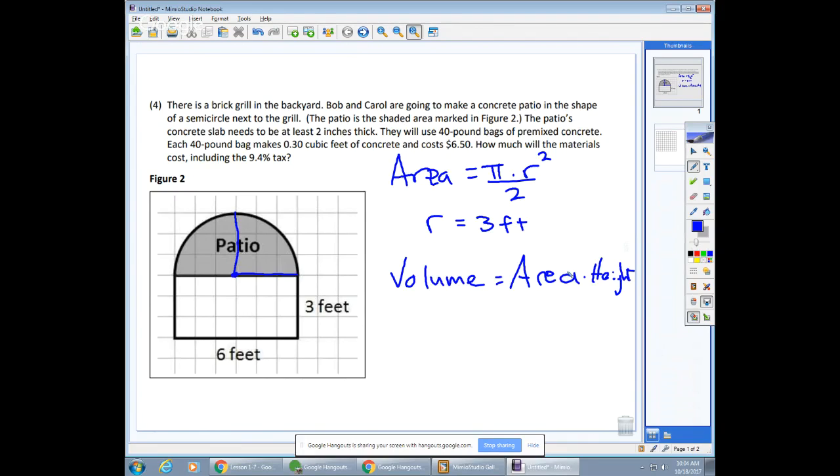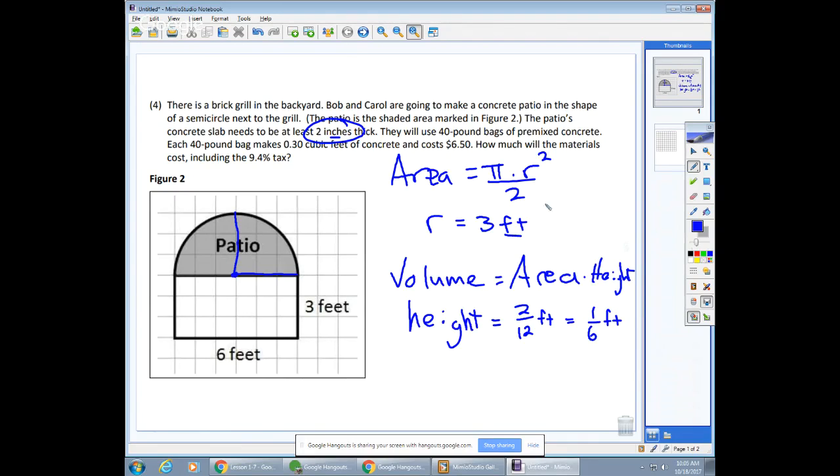Height, what do they tell us about the height? 2 inches. 2 inches thick. Problem is inches there and feet there. So we got to write the height as feet. So 2 inches, how would I turn that into feet? Yeah, there's 12 inches in a foot, so that's 2 out of 12 feet, which we could reduce to 1/6 of a foot. So that goes in there for the height.